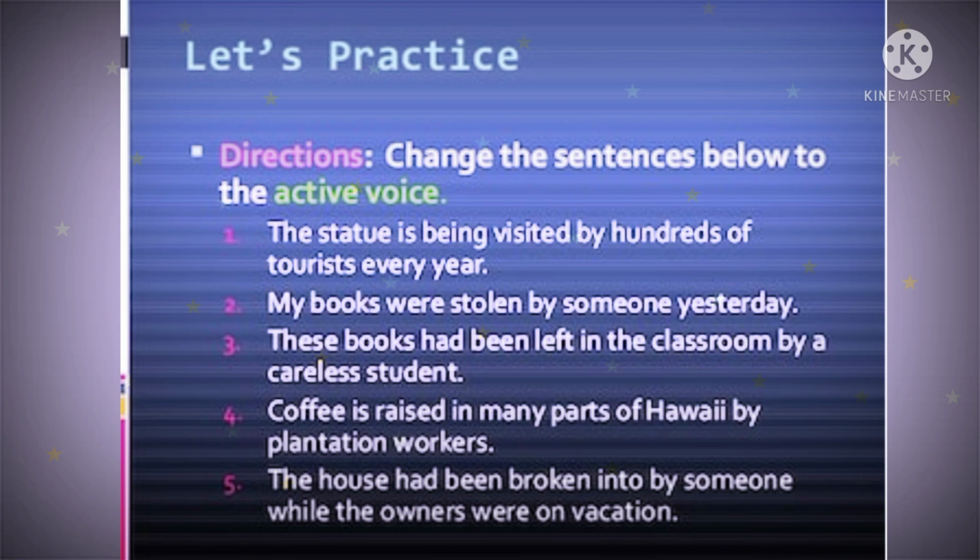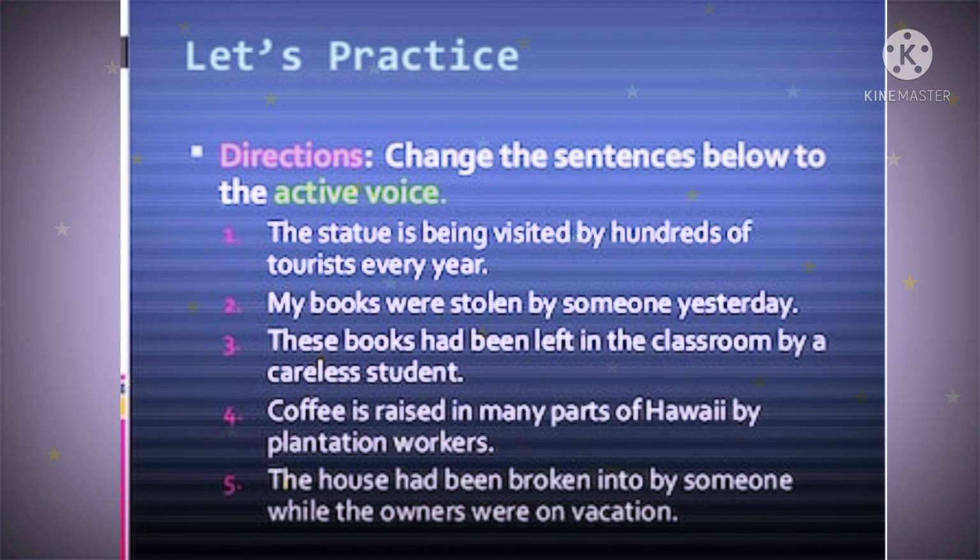Okay, children, we were learning how to convert an active voice into passive voice. Now let's try to change some of the passive voice into active voice. So whatever changes have been made will be changed back. That's the only change. It means the object will take the position of subject. So first identify the verb and which tense it is, so that it will be easy. Okay, first one, the statue is being visited by hundreds of tourists every year.